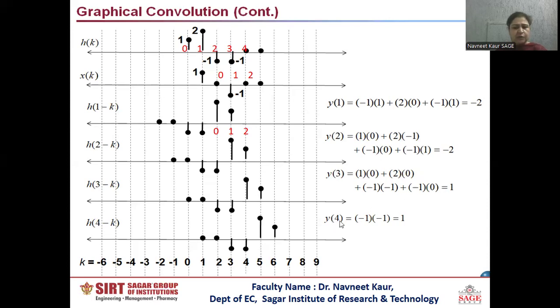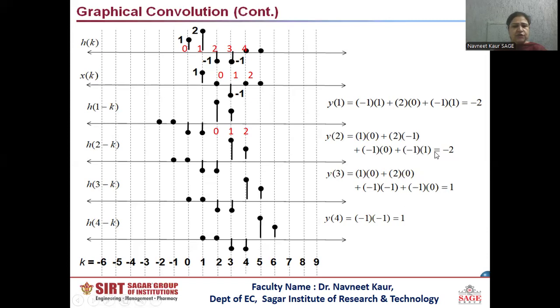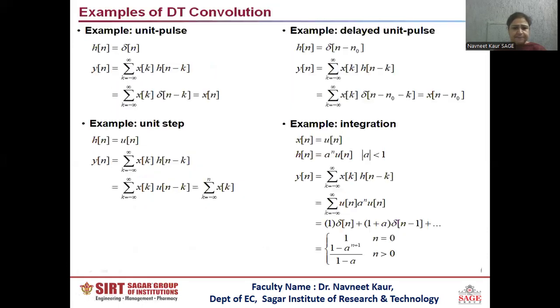So if I count the samples in the convolution, it is 1, 2, 3, 4 and 5 and 6. So there are only 6 samples in the convolution, and I had already discussed that the total number of samples in the convolution will be 4 plus 3 minus 1, which is 6. So in convolution, there will be 6 samples. Now, these are some basic examples of discrete time convolution.